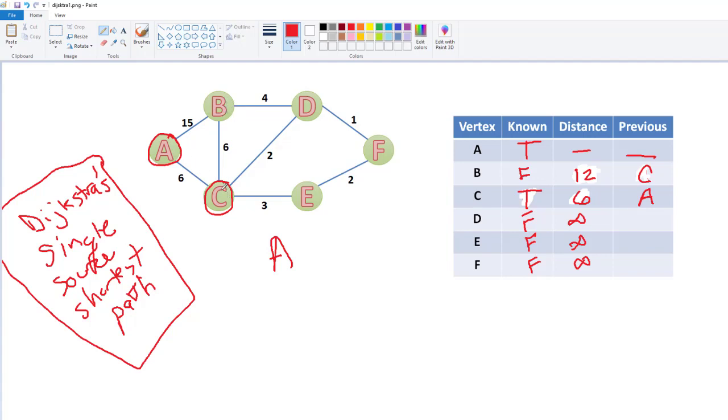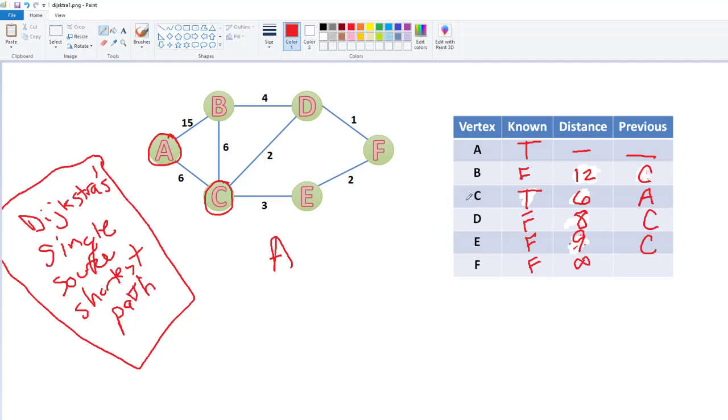So I've got B updated. Now what about D? Is 6 plus 2, which is 8, shorter than infinity? In fact it is. So I'm going to put an 8 there, and we are going to say that is if I directly come from C. Now I look at what else C is connected to. It's connected to E, and the 6 that's currently already there plus the 3 is 9 to get to E. So I'm going to erase that, and then I'm going to put a 9 if I take it through C, and that's the only other thing that C is connected to.